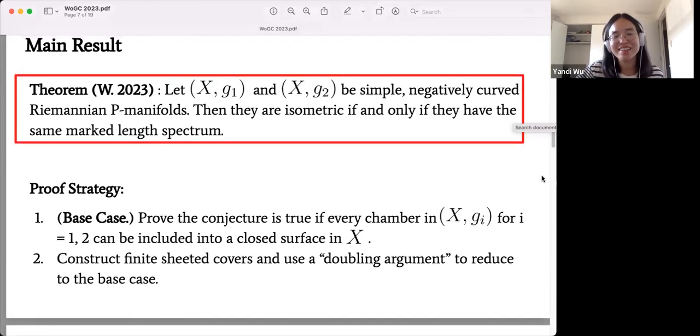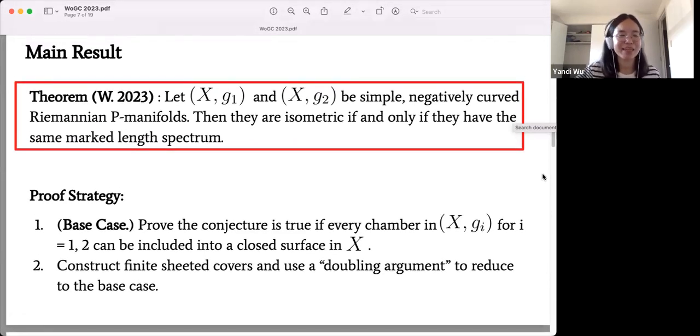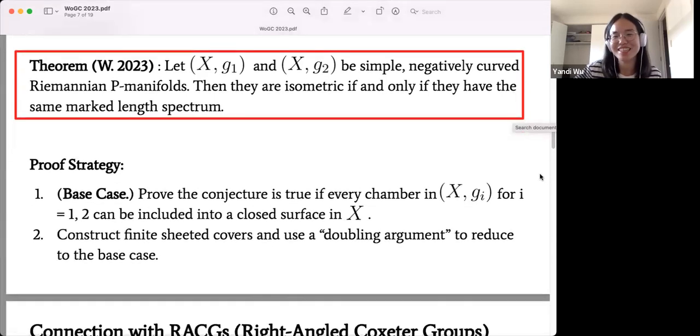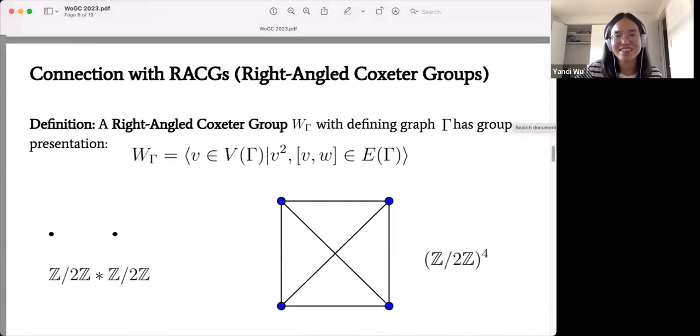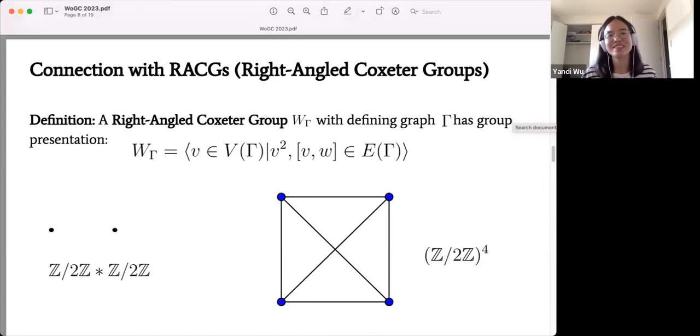So now I want to take a quick break from this and justify my invitation to this geometric group theory conference by explaining the connection with right angle Coxeter groups and how these P manifolds have been used in geometric group theory. This is a refresher if you're not familiar with right angle Coxeter groups or you don't remember the definition.